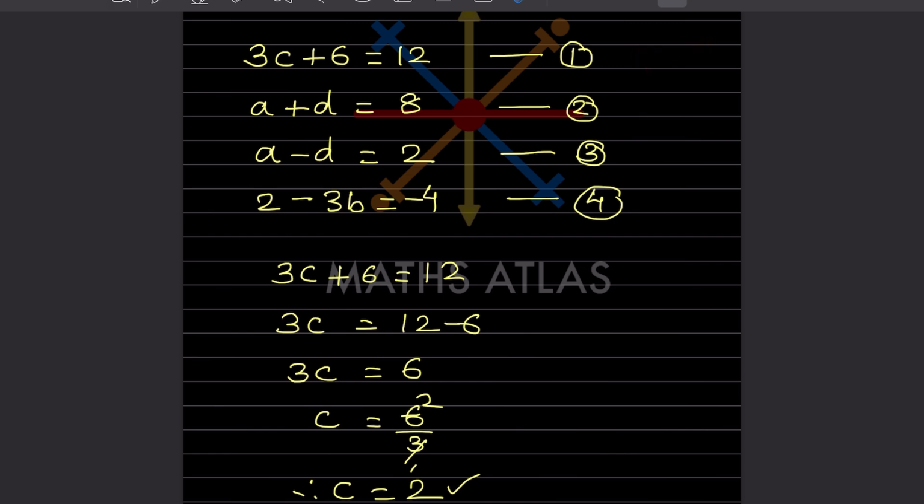So let us take this equation first. When we rearrange this one, 3C is here. So 12, if we take plus 6 on this side, it is going to be minus 6. So when we solve this one, we get C as 2.